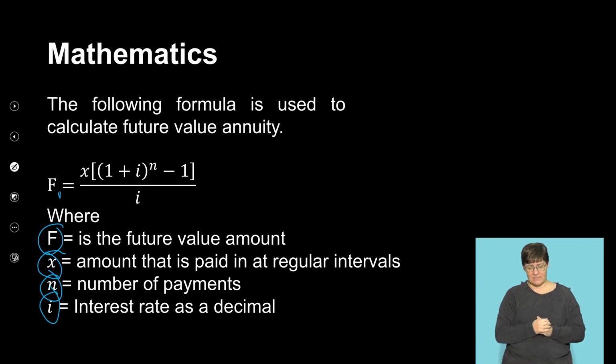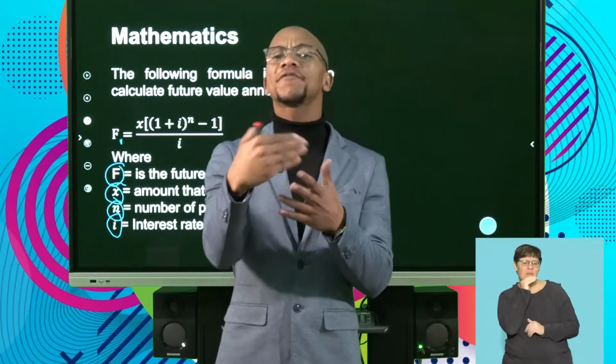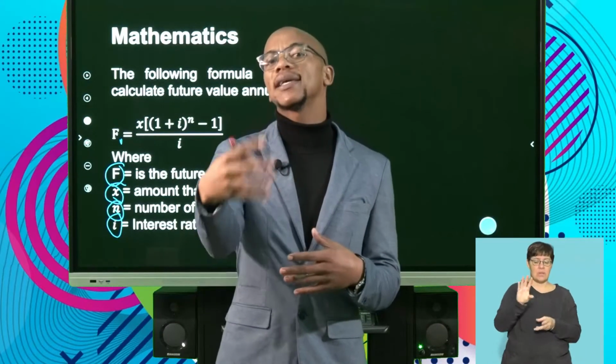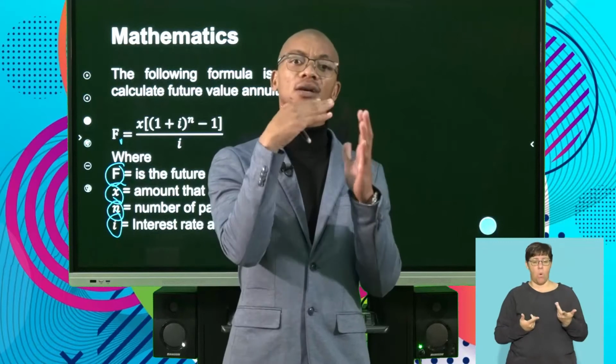Now you will see we're going to be talking about compounded monthly, compounded quarterly. That talks to how often you get the interest on a yearly basis, right? If they say compounded quarterly, it means every quarter of the year you get interest. Monthly, every month you get interest.